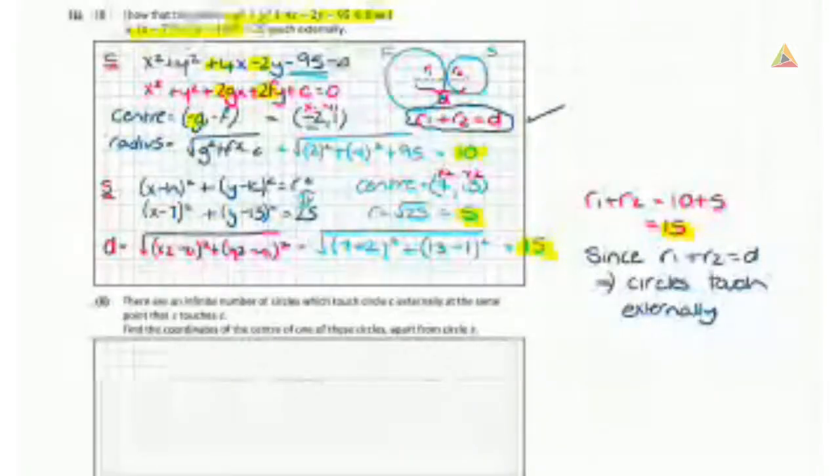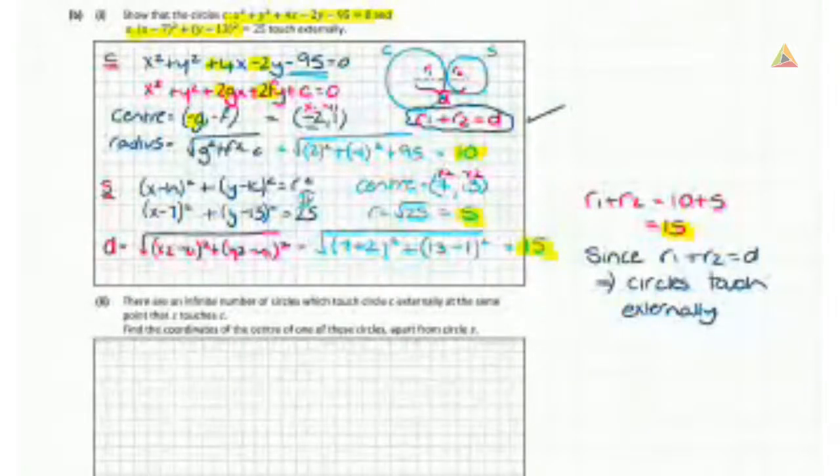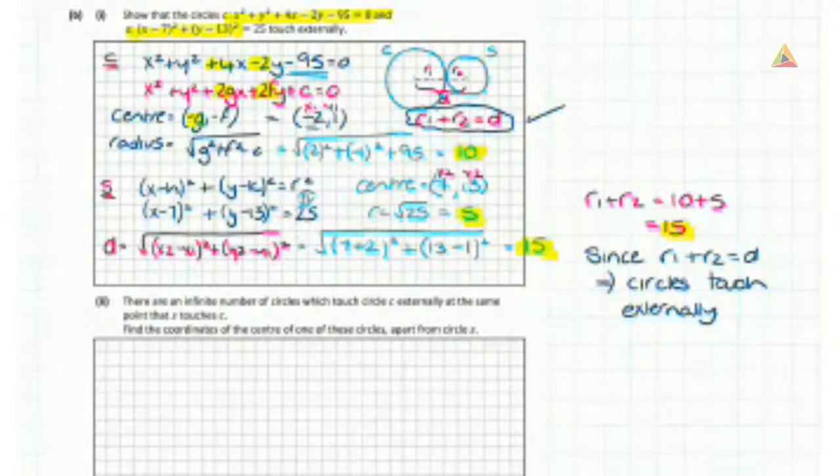So again, a 30-mark question. You're probably looking at 10 marks, 10 marks, and 10 marks for each part, but not always. The marking scheme, as you know, can change.